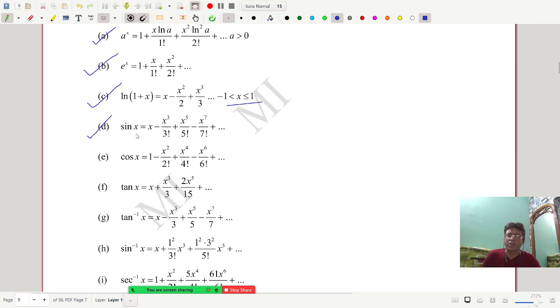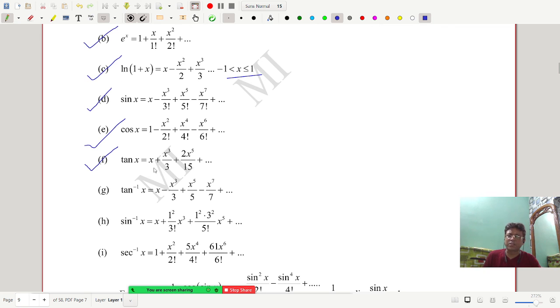And what is the expansion of sin x? All are odd powers. Look at that: x to the power 1 minus x cubed by factorial 3 plus x to the power 5 by factorial 5 minus x to the power 7 by factorial 7, etc. What is cos x? All are even powers: x to the power 0 minus x squared by factorial 2 plus x to the power 4 by factorial 4 minus x to the power 6 by factorial 6 plus etc. What is tan x? Tan x is x plus x cubed by 3 plus 2x to the power 5 by 15, etc.